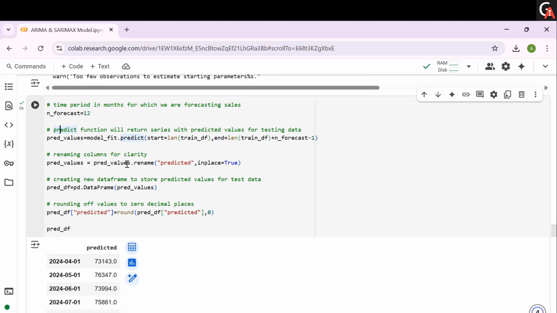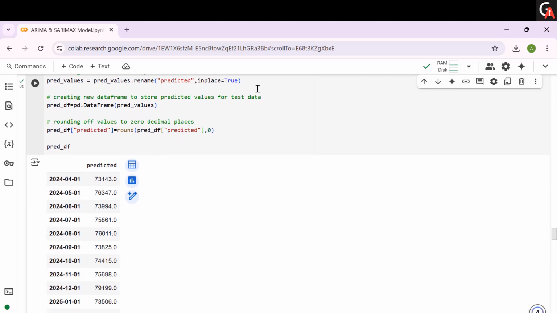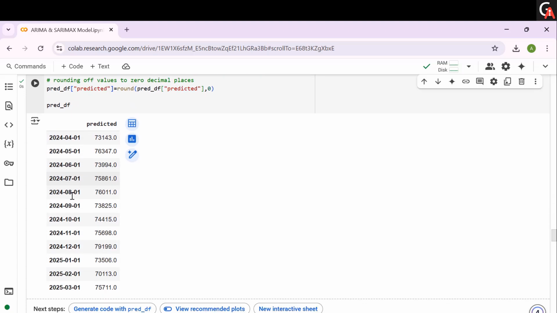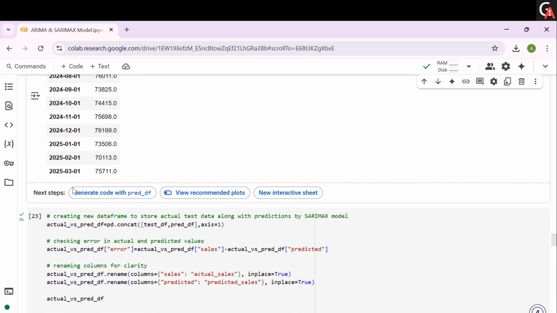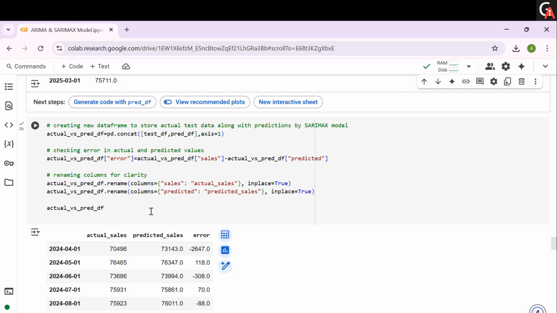Okay, now what we'll do is rename the columns for clarity, and store this particular series into a data frame, and we'll see the predictions for the next 12 records that are testing records. Now we'll try to see the actual and the predicted results, just like we have done for the ARIMA model.